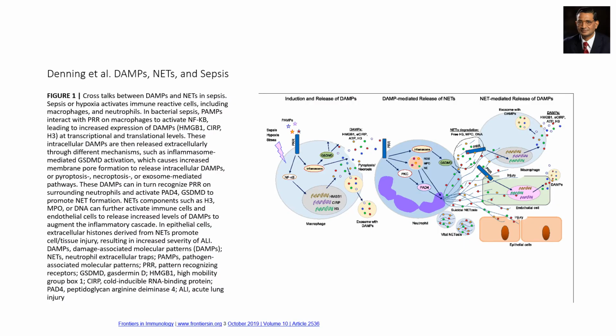Denning and Van der Poel show in this cartoon a very close association between damage-associated molecular patterns and neutrophil extracellular traps, which are basically a combination of neutrophil-derived histones and myeloperoxidases and other enzymes, along with DNA, that lead to further inflammatory changes. This is a key element that we see often in acute lung injury.